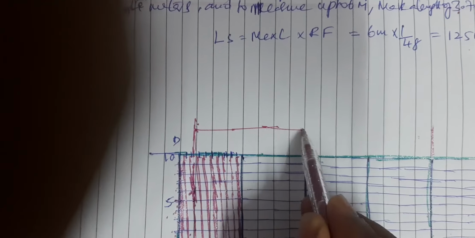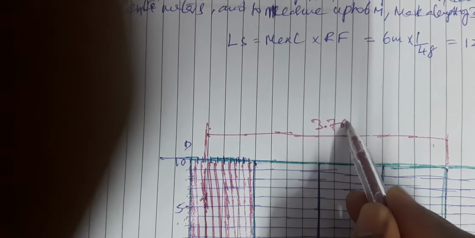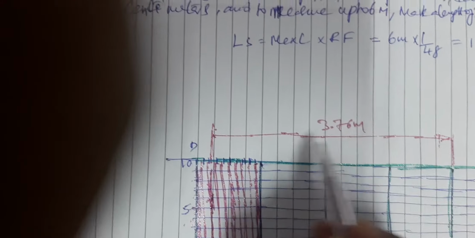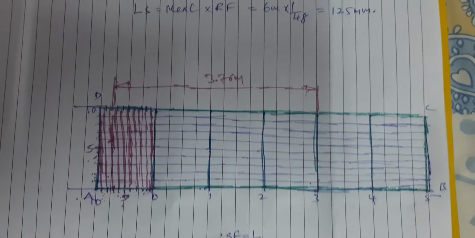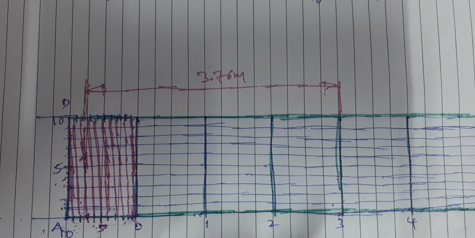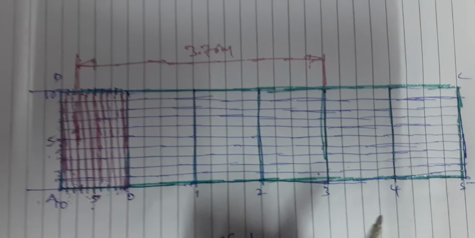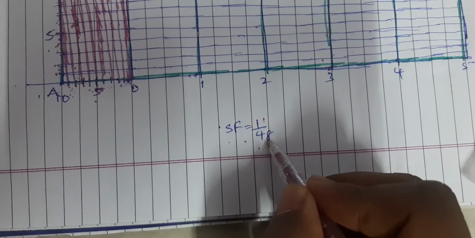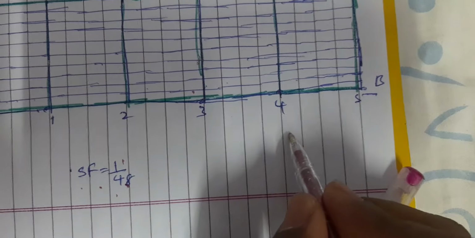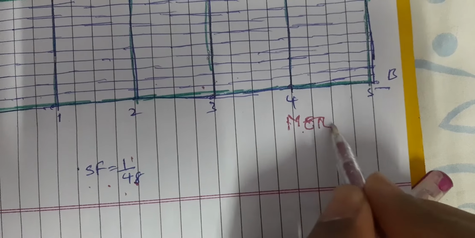Now from here to here, the dimension represents 3.76 meters. Like this you need to mark the dimension. After completing the marking of the dimension, below the scale you need to write the scale factor as 1/40, and towards the bottom right you need to write the main unit as meters.